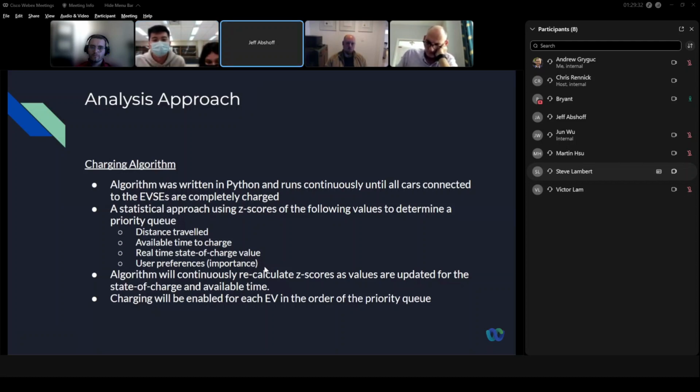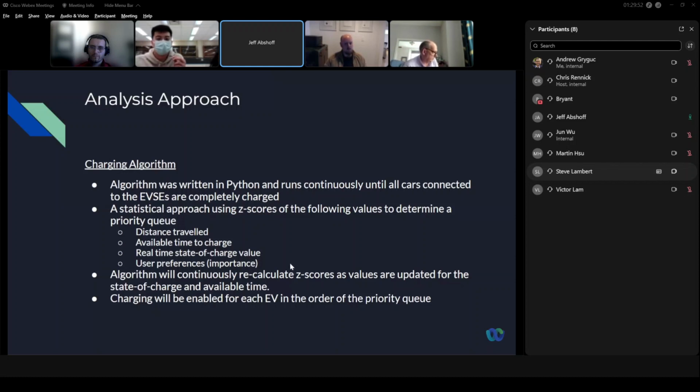Yeah, and then the follow-up question, I guess, is if vehicle A is importance 1 and it has a lot of charge left, it might get more of the allocation, but vehicle B might be really dead, and it's on fumes, so to speak, if it was a gas vehicle. Does that factor into your algorithm?